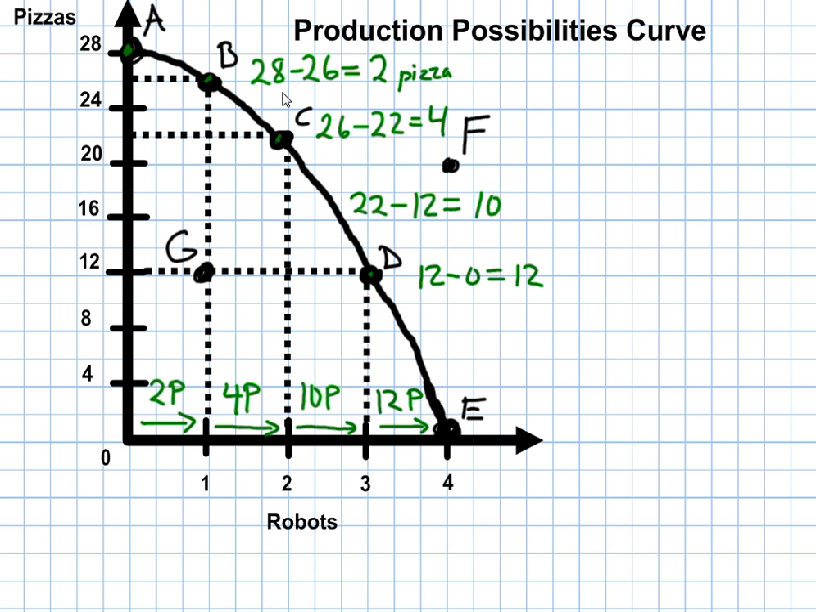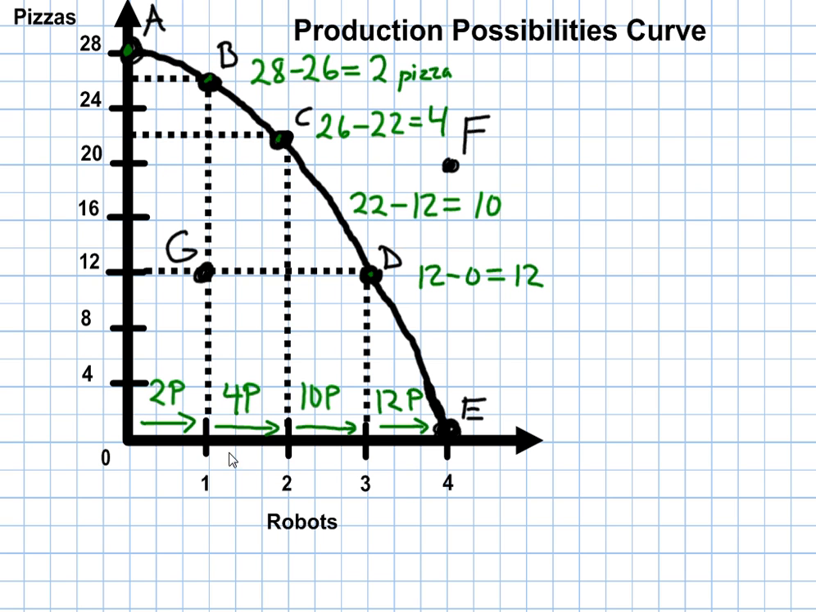So 28 minus 26, 2 pizzas. The opportunity cost of that first unit of robots is 2 pizzas. By the way, this is also marginal analysis, right? What is the additional benefit or cost of 1 more? So what is the cost of that first unit of robots? It's exactly 2 pizzas.